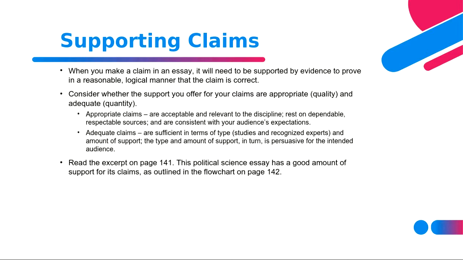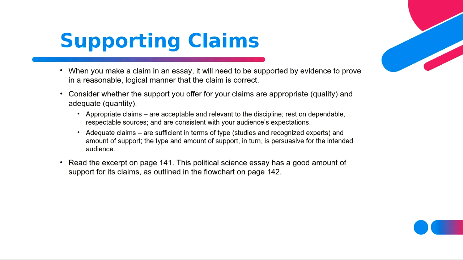So, there is an example of analyzing this on page 141. It gives a flow chart for how to determine appropriate and adequate claims on page 142, okay? In the case of this particular example, it is a political science statement, an excerpt from a political science essay. Part of what they're using as the evidence is a quote from a very significant political science philosopher who is well known in the field. Okay, so that alone makes that claim adequate. And because the evidence is related to the claim being made in the essay, that makes it appropriate as well. Okay.